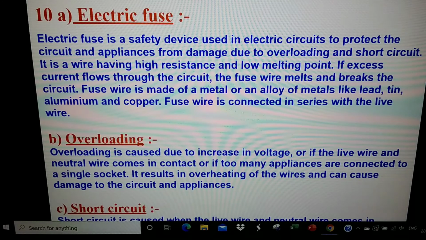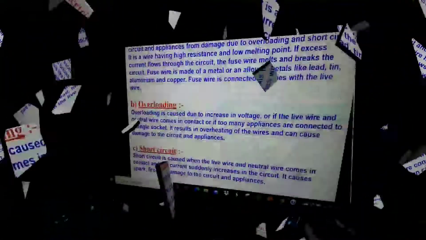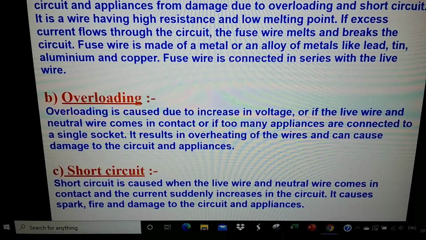What is meant by overloading and short circuit? Overloading is caused due to increase in voltage or if too many appliances are connected to a single socket. It results in overheating of the wires and can cause damage to the circuit and appliances, which is known as overloading. Short circuit is caused when the live wire and neutral wire come in contact and the current suddenly increases in the circuit. It causes spark, fire and damage to the circuit and appliances.